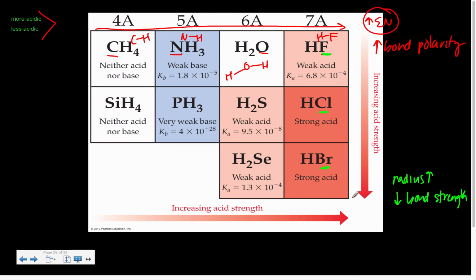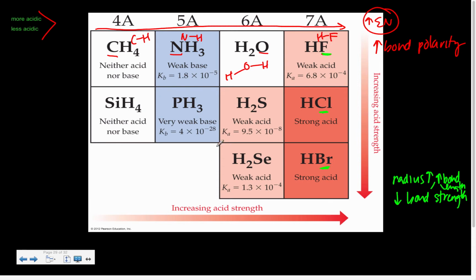Decreased bond strength. As we decrease that bond strength, radius increases, we could also say we increase our bond length, right? Because the radius increases, we increase our bond length. Between these two things in Coulomb's law, that decreases our bond strength. As our bond strength decreases, we see that our acidity increases, yes? Acidity increases, it doesn't really matter here. Yes? Does that make sense?